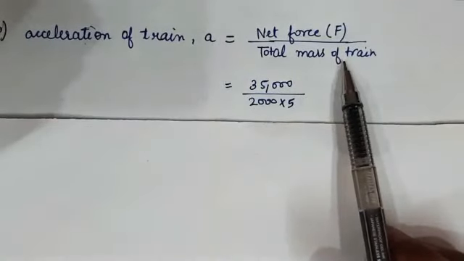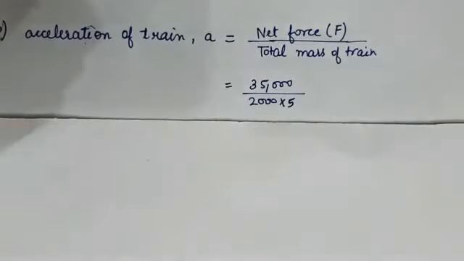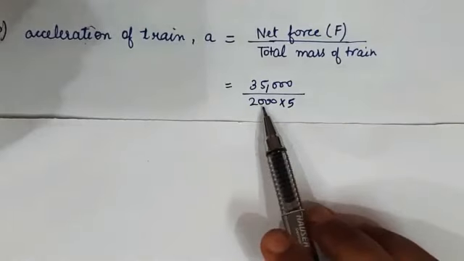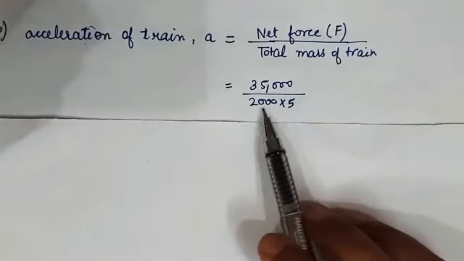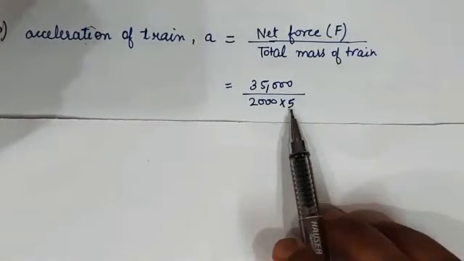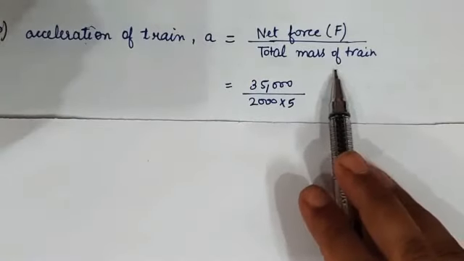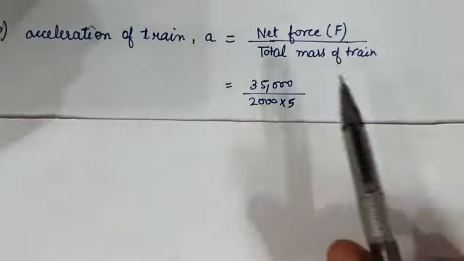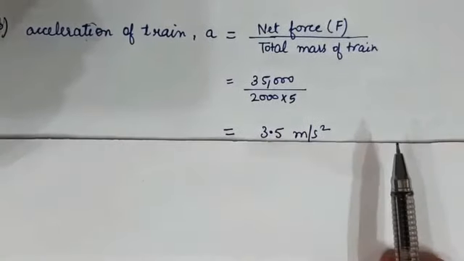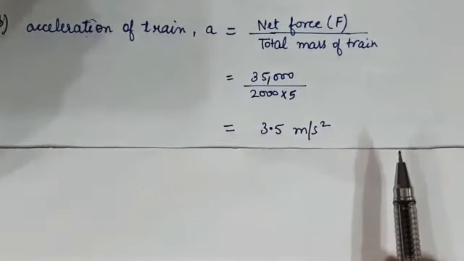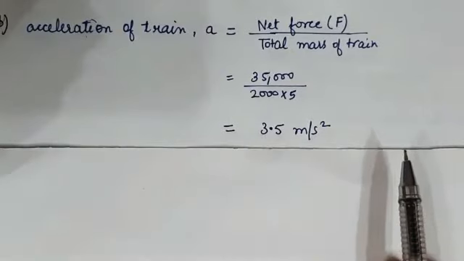The total mass of the train will be mass of 5 wagons. Okay, the mass of one wagon is 2,000. So what will be the mass of 5 wagons? 2,000 into 5. You will not consider the mass of engine. You will just consider the mass of all 5 wagons. That is the mass of train, not of engine. So just simplify it. You will get the value 3.5 meter per second square.